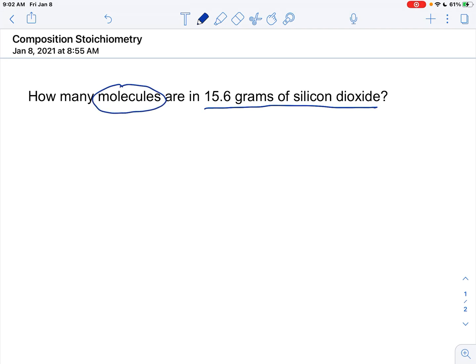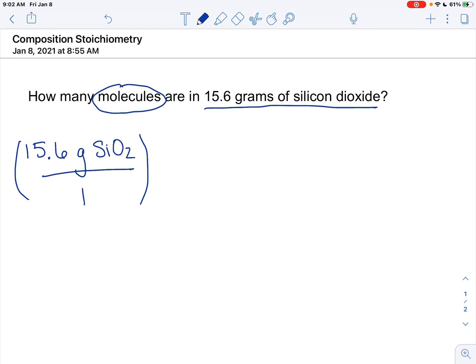You then put your given over 1. Please make sure you write both parts of your given. It doesn't matter that much for this version of stoichiometry, but when we get to reaction stoich, you're going to want to have both your compound and your measurement.